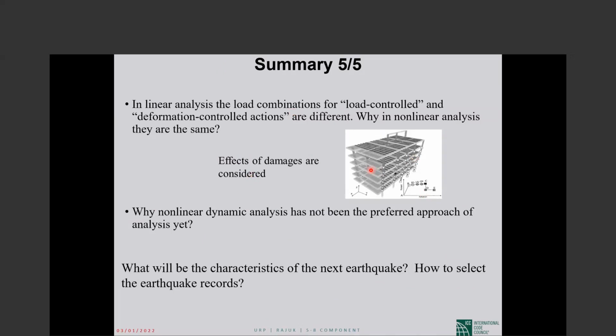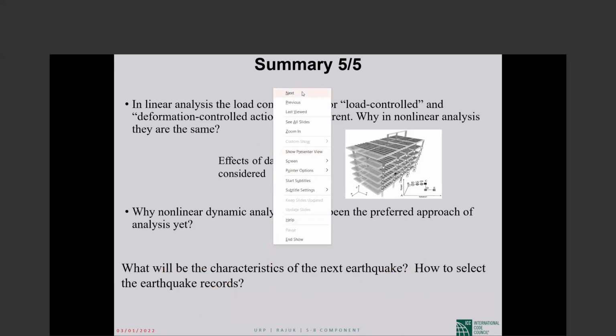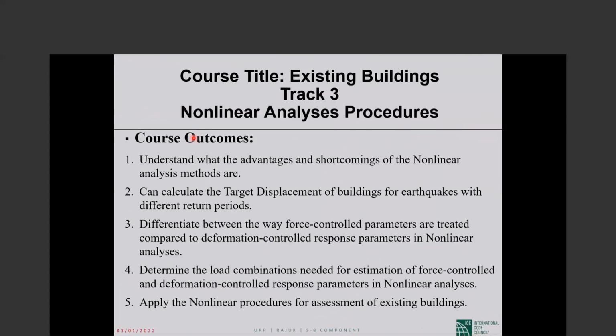Why has nonlinear dynamic analysis not been the preferred approach of analysis yet, but will be? Because we don't have an answer to this question: what will be the characteristics of the next earthquake? So we apply that. There is a big problem of how to select the earthquake records. Therefore, in general, we have a view of the advantages and shortcomings of nonlinear analysis.